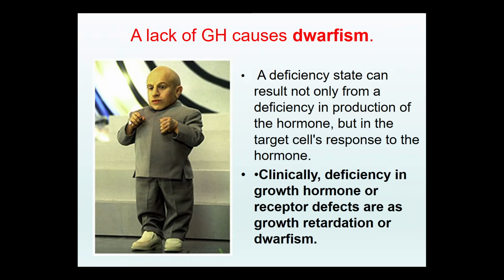States of both growth hormone deficiency and excess provide very visible testaments to the role of this hormone in normal physiology. Disorders can be lesions in either the hypothalamus, abnormal regulation, or the pituitary, abnormal production, or in target cells, no reactions, where something happened in the receptors for growth hormone. Clinically, deficiency in growth hormone or receptor defects present as growth retardation or dwarfism.